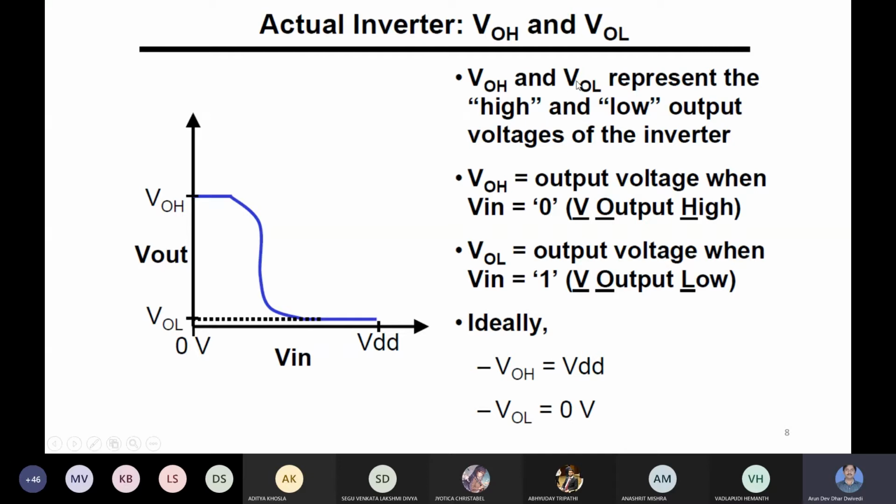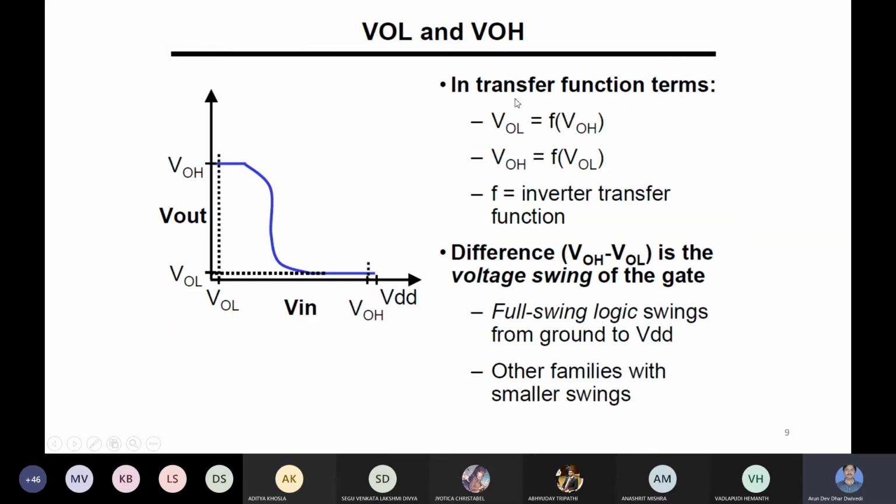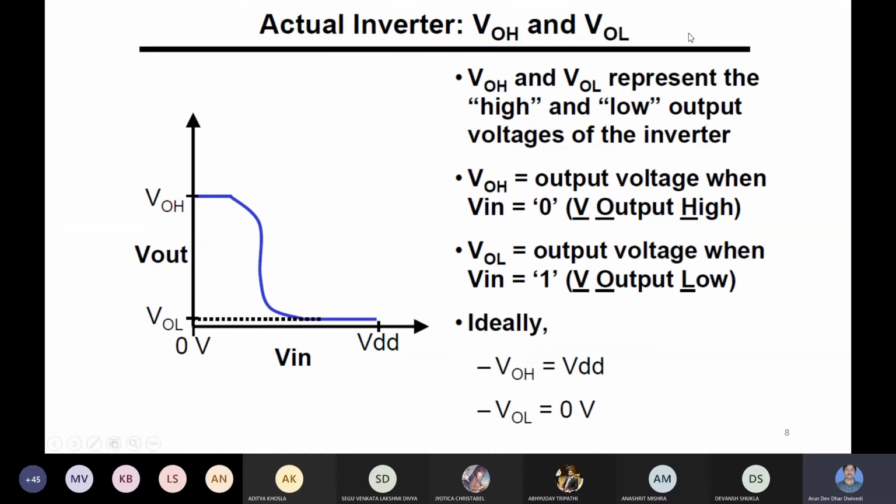So VOH and VOL, as the name suggests, VOH is output high voltage and VOL is output low voltage. They represent the high and low output voltages for the inverter. Here it is the maximum output voltage, high voltage. The output is swinging between VOL and VOH. The minimum voltage which is coming is VOL, and the maximum is VOH. If you plot the VTC plot with Vout on the y-axis and Vin on the x-axis, then the output switches between VOL and VOH. The maximum which you are getting is VOH, and the minimum voltage which you are getting is VOL.